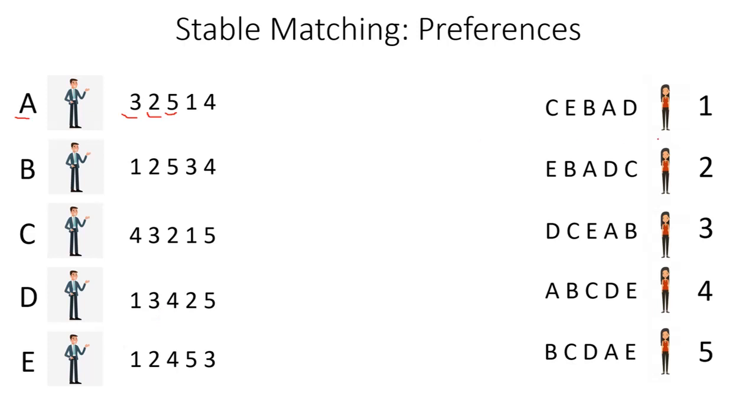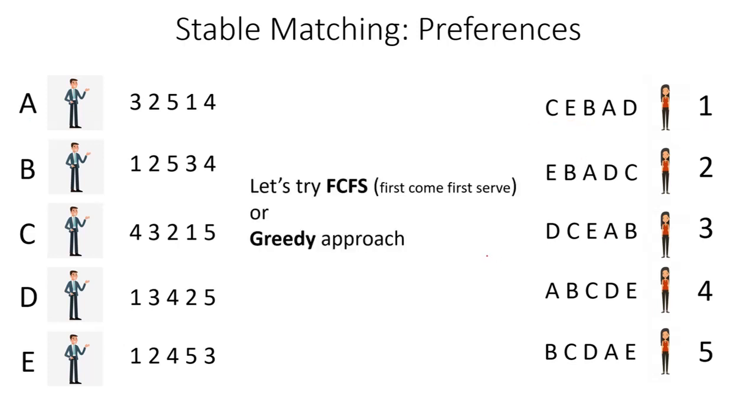Girls also have their own preference list. For example, for girl number 1, the most preferable boy is boy C, then the second most preferable is boy E, then third most preferable is boy B, and so on. And the same applies for all other girls.